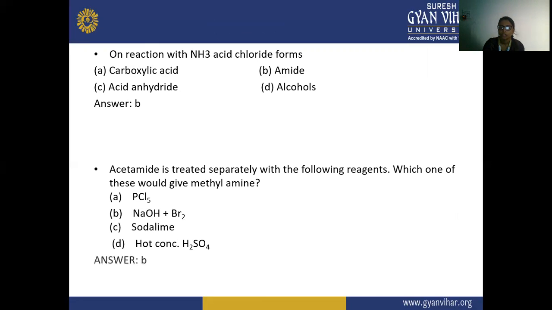Acetamide is treated separately with the following reagent, NaOH plus Br2, which would give methylamine.